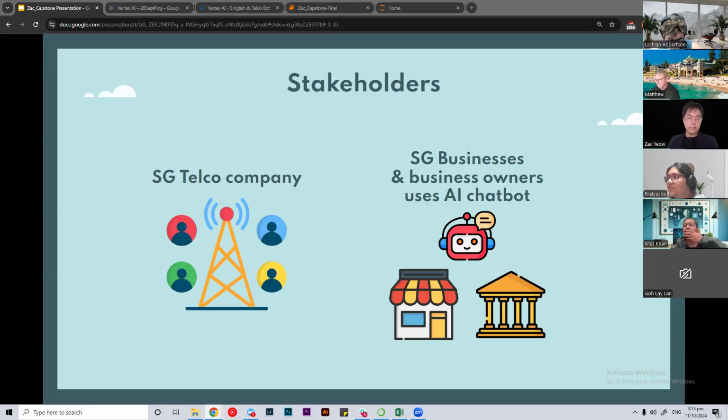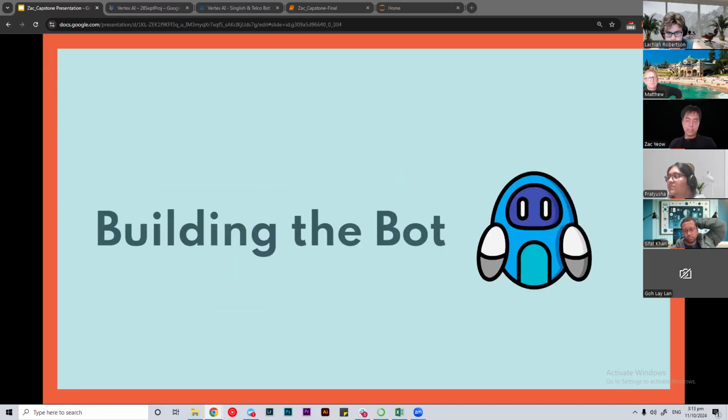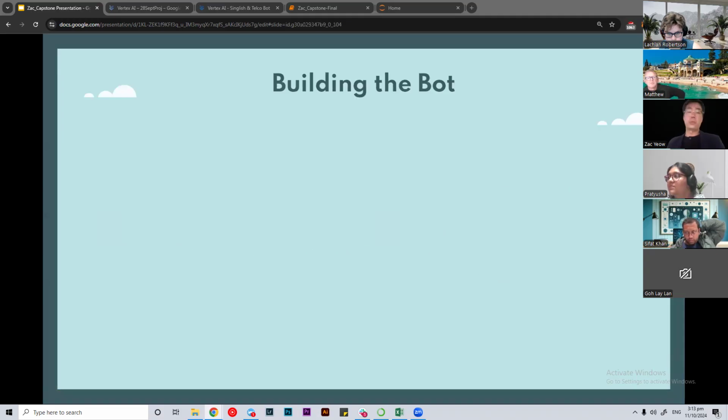So with that said, the stakeholders, of course, since I'm doing a Singlish chatbot, will be a Singapore telco company, and also Singapore business owners who use AI chatbots. If I trained it in a different language, of course, then it would be a different area or a different country focus altogether. Right. So let's get down to the process of building the bot.